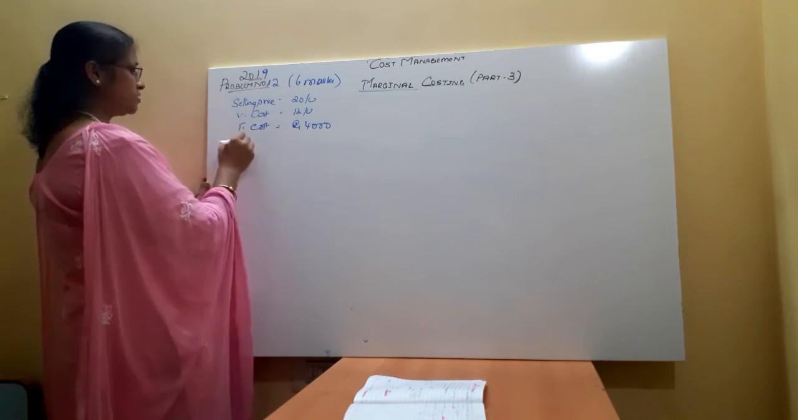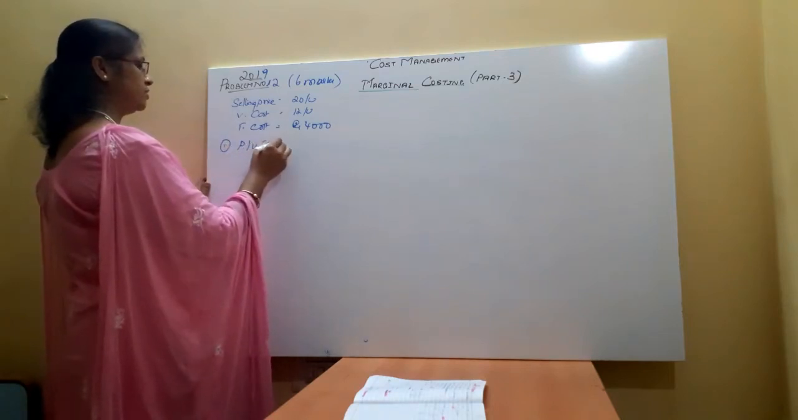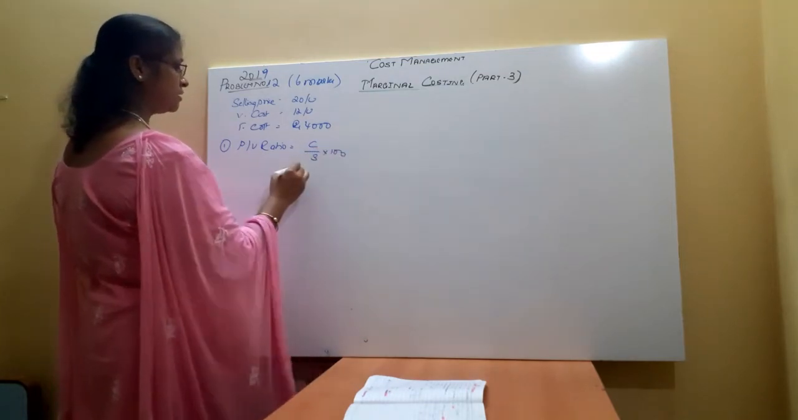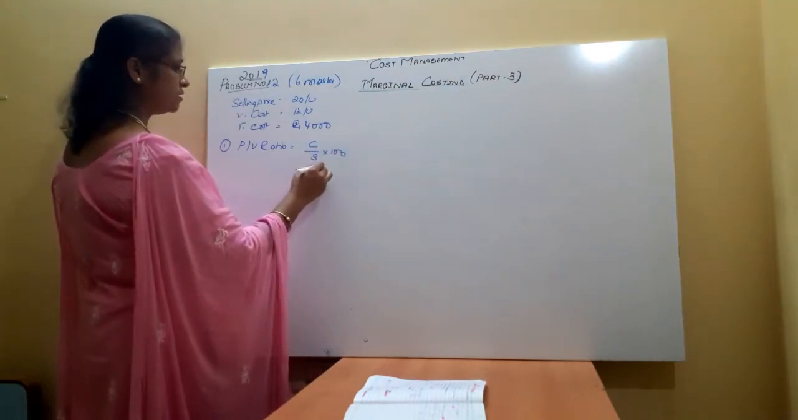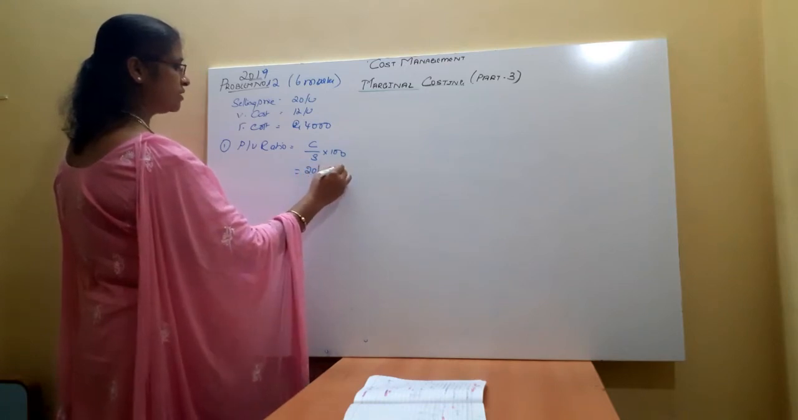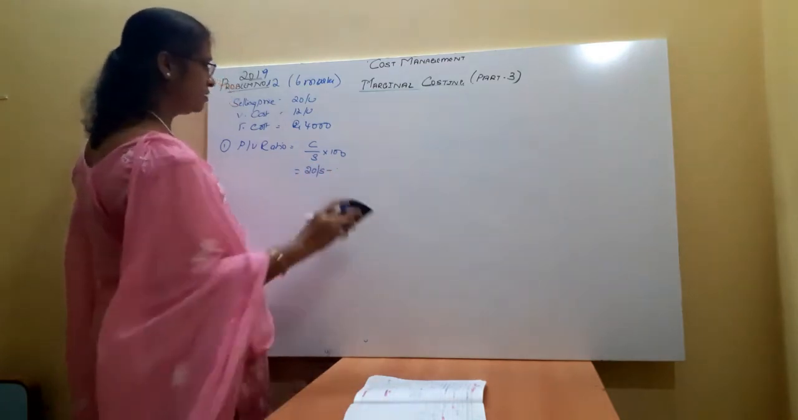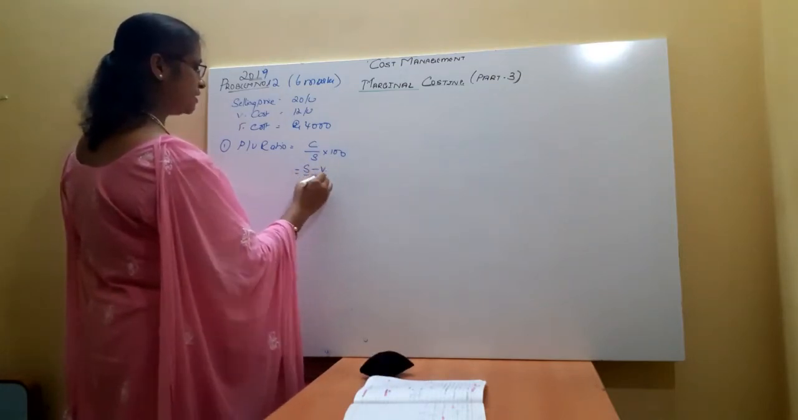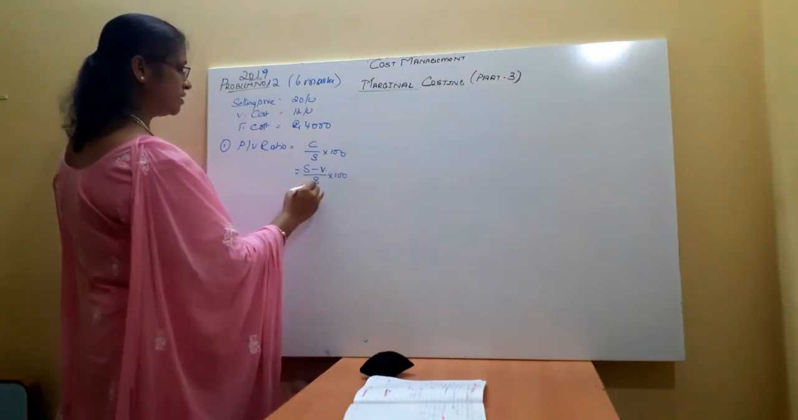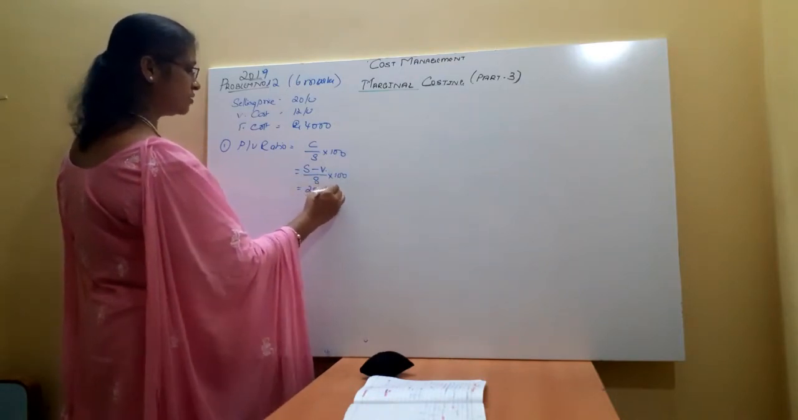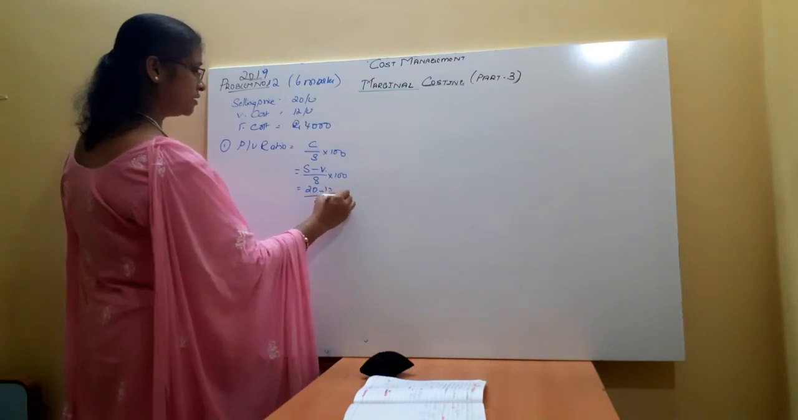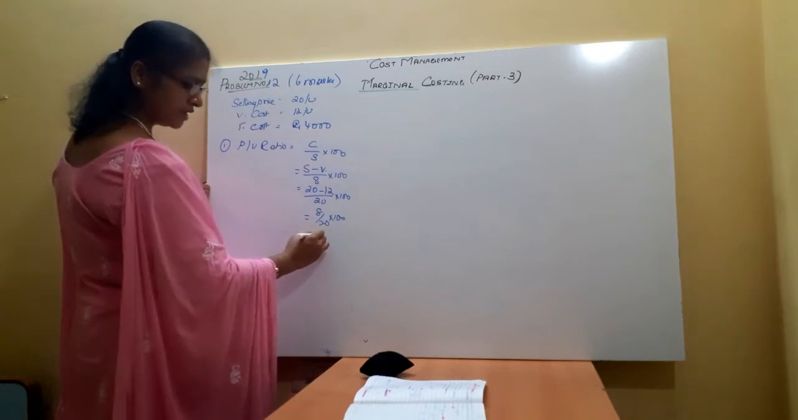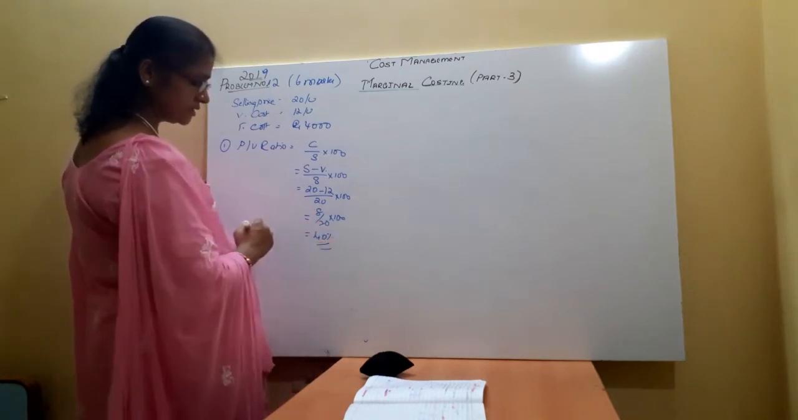So first thing they've asked you to calculate is the PV ratio. So what is the formula for PV ratio? Contribution divided by sales into 100. So contribution, you can also write it as selling price minus variable cost, S minus V, divided by S into 100. So S is 20 rupees, variable cost is 12 into 100, so which is 8 divided by 20 into 100. You get the PV ratio as 40%.